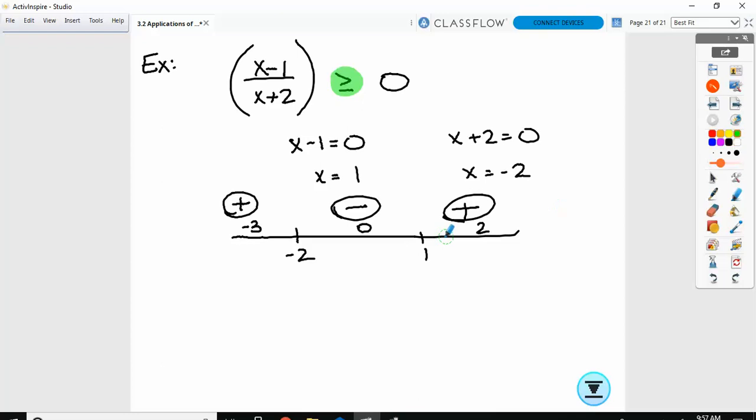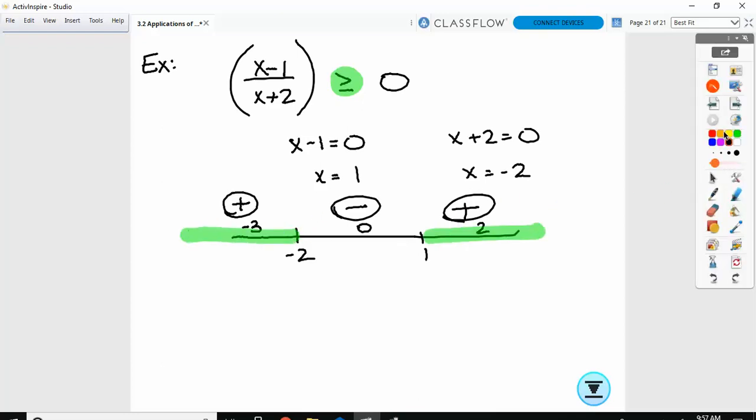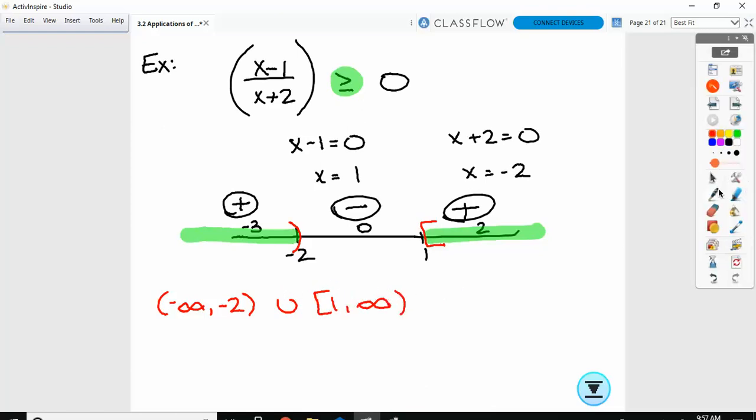Equal to means brackets, but what cannot have a bracket here? Negative 2, because it gives us a 0 on the bottom. So negative 2 has to get a parenthesis, but the 1 can get a bracket. So you write your interval going left to right: coming from negative infinity, stopping at negative 2, union, picking up again at 1, and going to infinity.